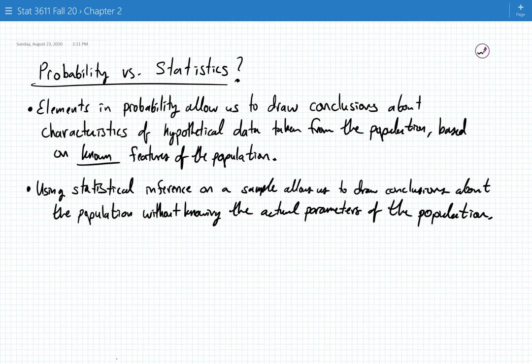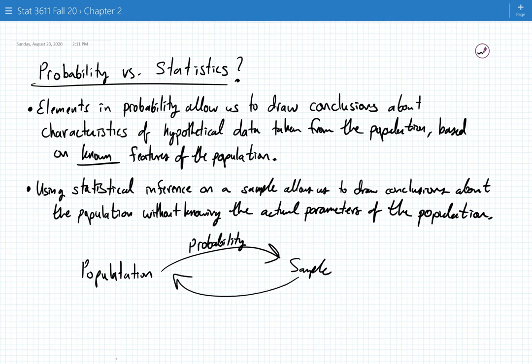And so there's some interplay here. We have a population, and if we know things about the population, then we can use probability and talk about the likelihood of getting a sample from that population that meets specific characteristics. Whereas if we start with the sample, we can use statistical inference to talk about what we think is true about the population.